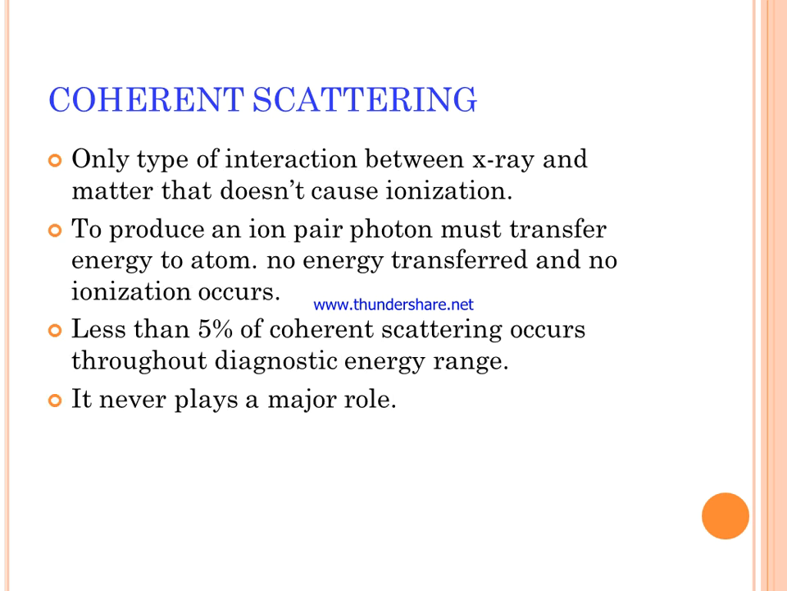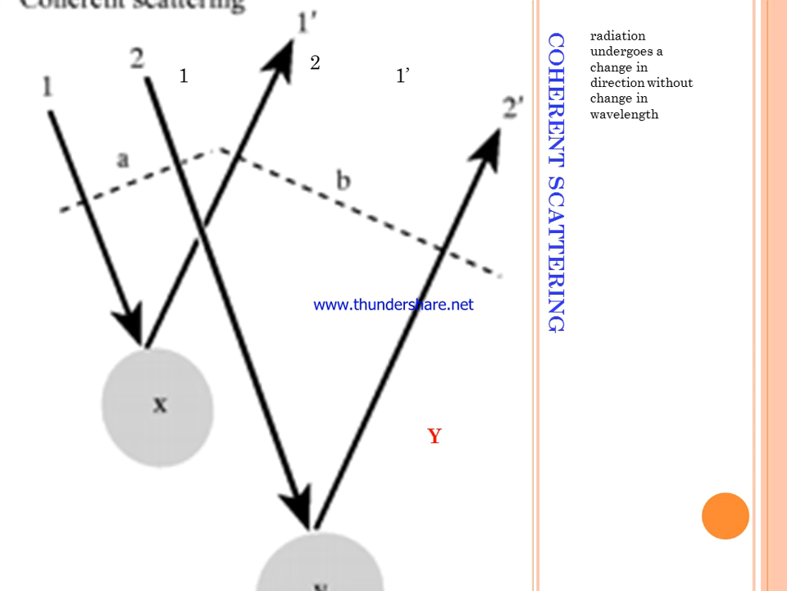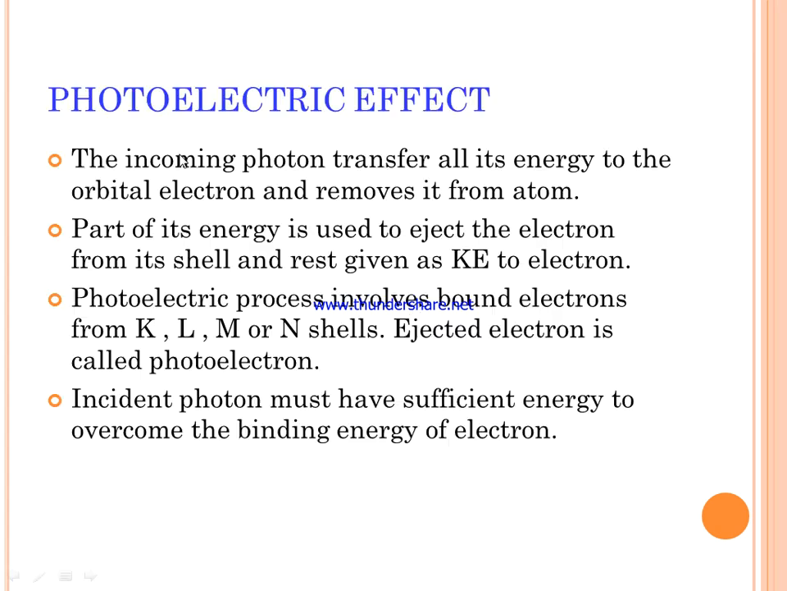It is the only type of interaction between X-ray and matter that does not cause ionization. To produce an ion pair, the photon must transfer energy to the atom. No energy transfer and no ionization occur. Less than 5% of coherent scattering occurs throughout the diagnostic energy range, and it never plays a major role. These images show coherent scattering. Radiation changes direction but without changing its wavelength.